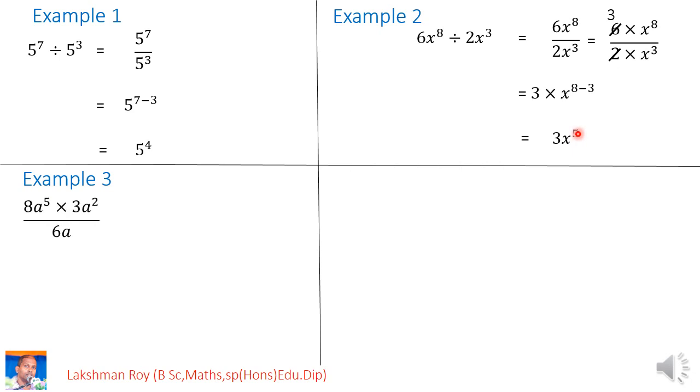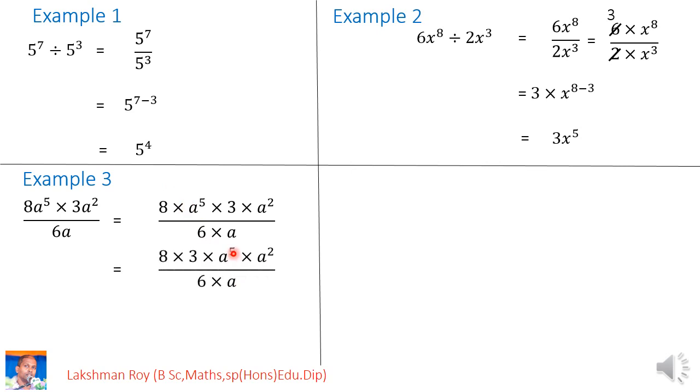Then move to another example, students, right? See here, now you see 8 times a to the power 5 should be multiplied by 3 times a to the power 2 and divided by 6a, right? So here multiplication, here also multiplication, here also multiplication, right? So I wrote everything in multiplications, right? Now you can simplify the numerator and denominator values, right?